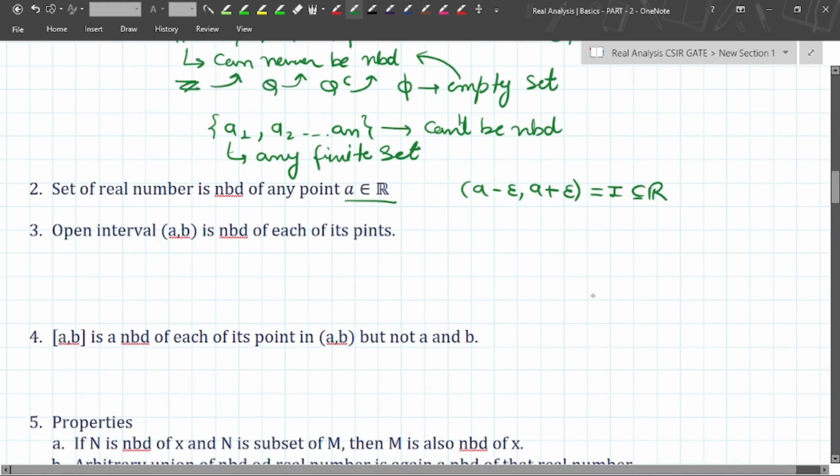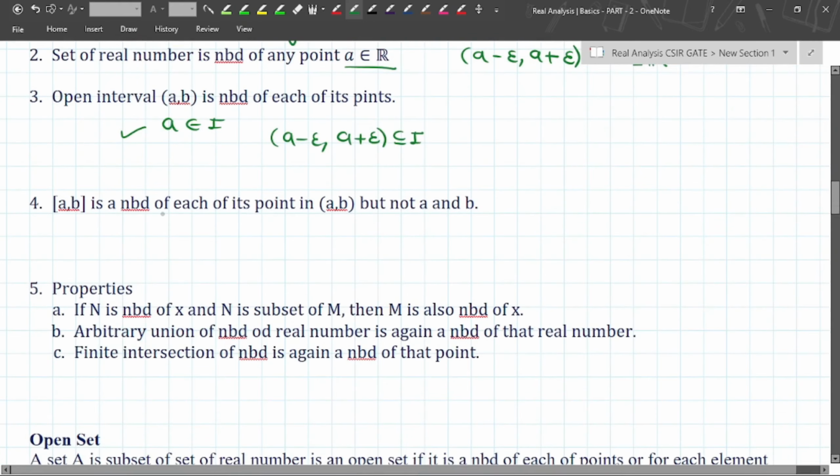Similarly, an open interval (a, b) is a neighborhood of each of its points. For example, if I take any point, let's say my a belonging to this particular interval I, I can find a minus epsilon and a plus epsilon, which will also be contained in that particular I. Then it is the neighborhood. So this is the open interval.